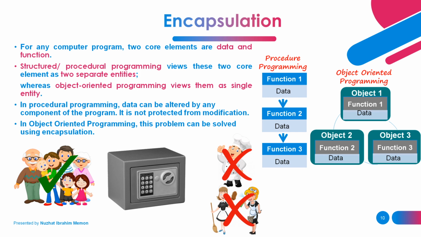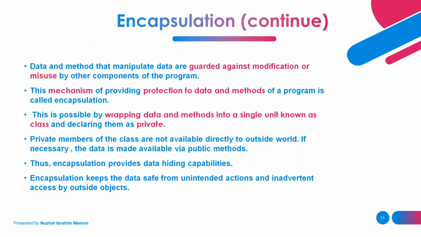Encapsulation is the mechanism for hiding data from the rest of the world. So here you can see that data protection is provided by encapsulation, which keeps the data safe from unintended action and inadvertent access by outside objects. Data and methods that manipulate data are guarded against modification or misuse by other components of the program. This mechanism of providing protection of data and methods of a program is known as encapsulation.